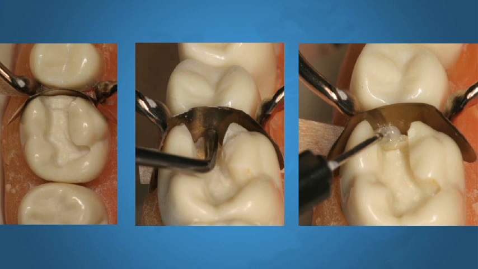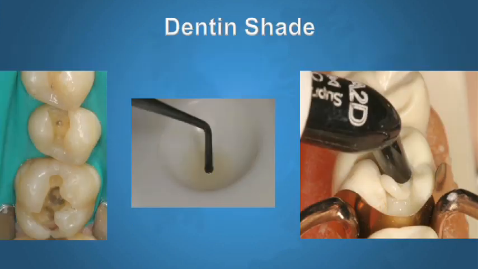And then you do your increments, flowable first. I like to do horizontal increments. And if you have dark dentin, you may want to use a second increment with a little opaque dentin to hide the darkness of the dentin underneath, so it doesn't look ugly at the end. If your dentin is of this normal shade, then this is a non-issue.